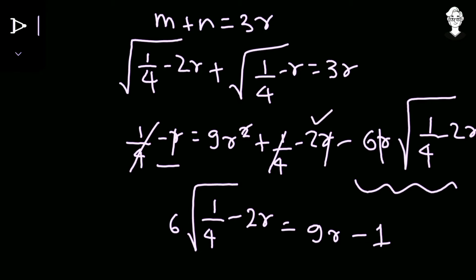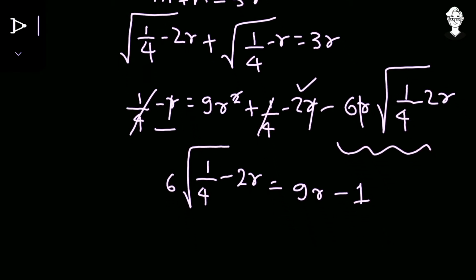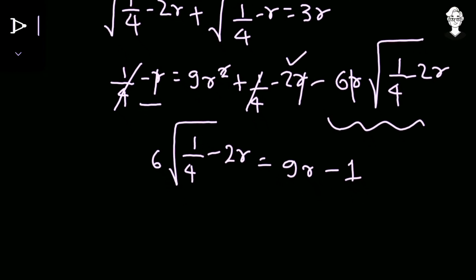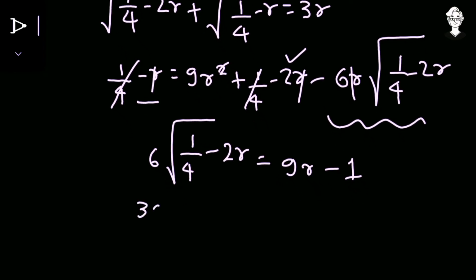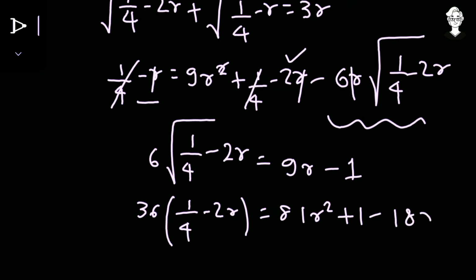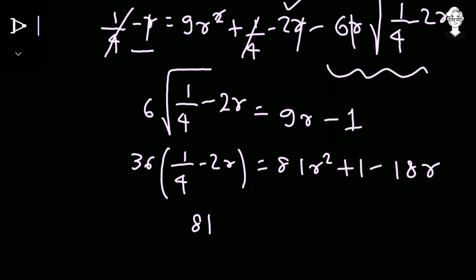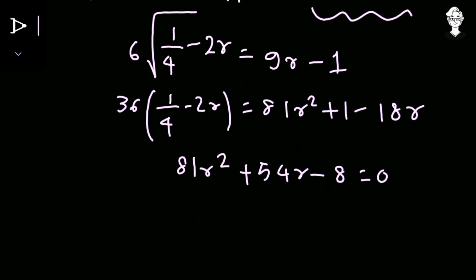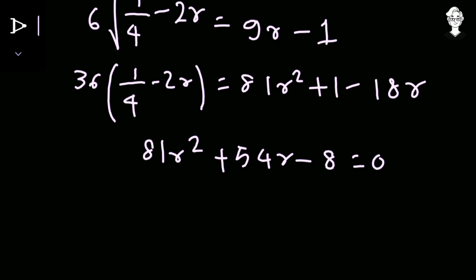Because minus 2 and minus positive 1 gone over there, because R is cancelled, so they will be just like 2 and 1. So this is the thing we have. Now again squaring both the sides. So 36 times (1/4 minus 2 times R) is 81 times R square plus 1 minus 18 times R. So from here we have that 81 times R square plus 54 times R minus 8 is equal to 0. So here we have a quadratic and we have to solve it.